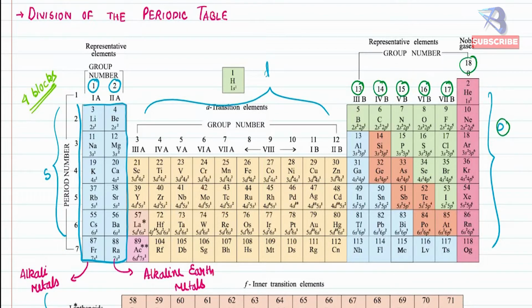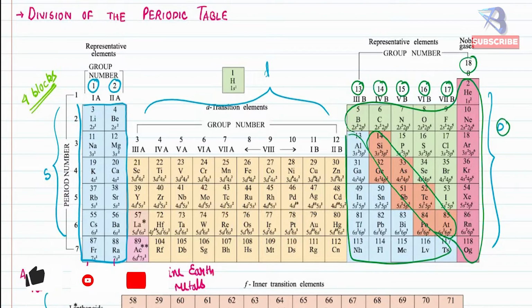Now the P block is the most diverse block of the periodic table. Why? Because it constitutes metals. These are all metals. These orange ones are metalloids. The rest of these are non-metals. This is the only block which contains non-metals, metalloids as well as metals. The others only contain metals. That's why the P block is the most diverse block of the periodic table with various properties.